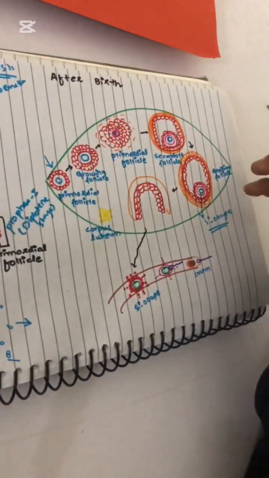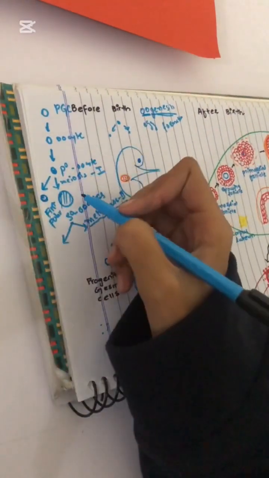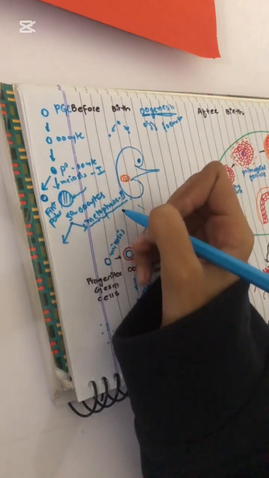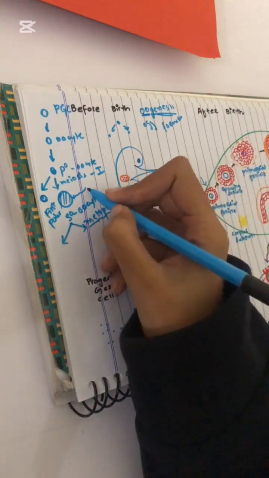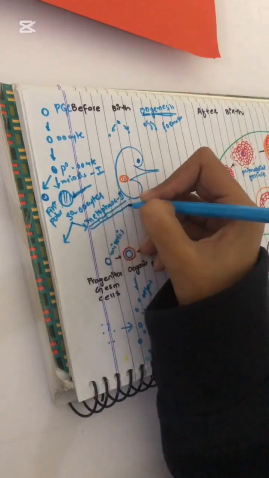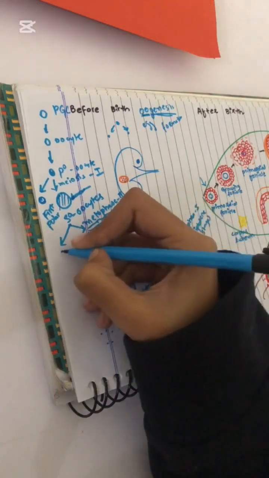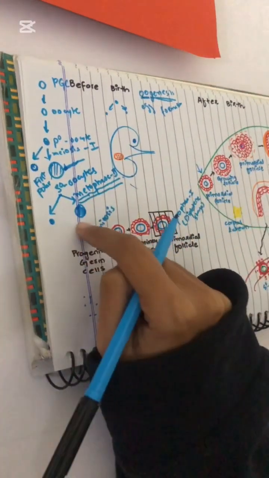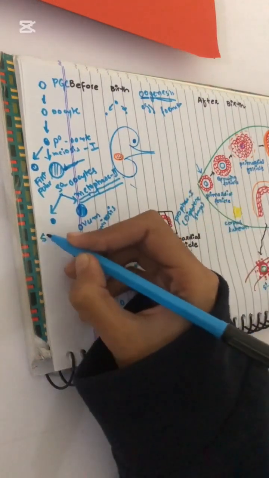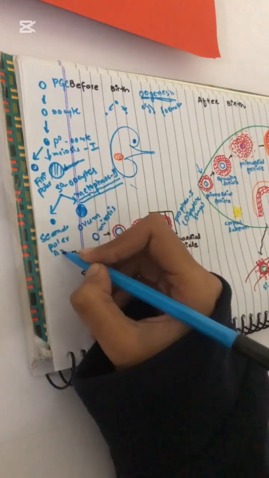Now what happens? If the secondary oocyte is not fertilized by a sperm, it remains arrested at metaphase 2 and will degenerate. But what if it is fertilized by a sperm? Then it continues meiosis 2 and divides to form two daughter cells, one small and one large. The large daughter cell is called the ovum and the small daughter cell is called the second polar body.